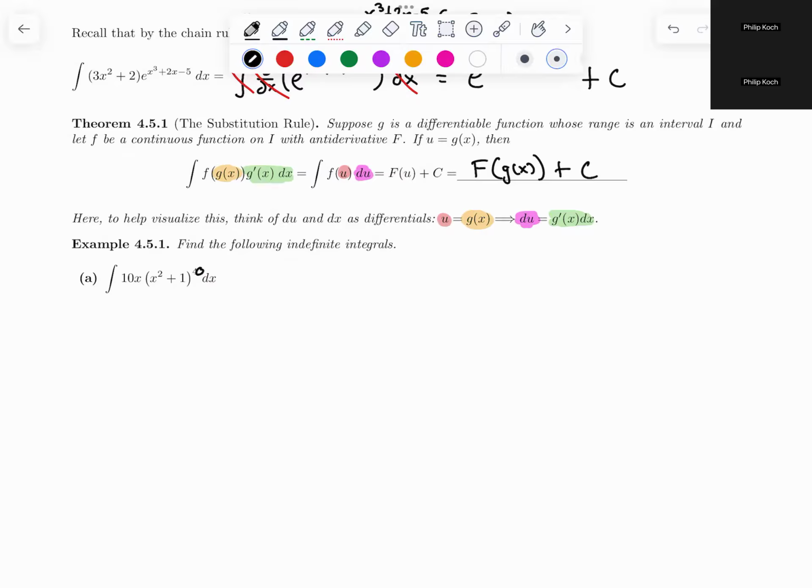Right? Do you really want to FOIL it out 40 times? That seems highly impractical. So this is an example of where integral substitution makes things a lot easier.